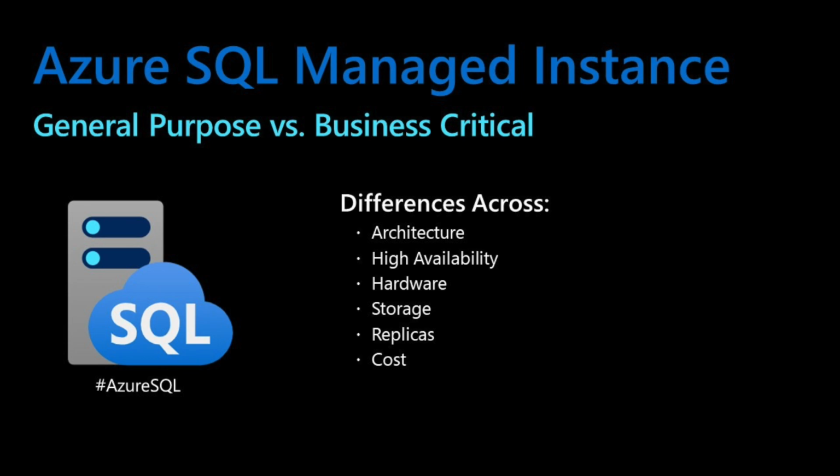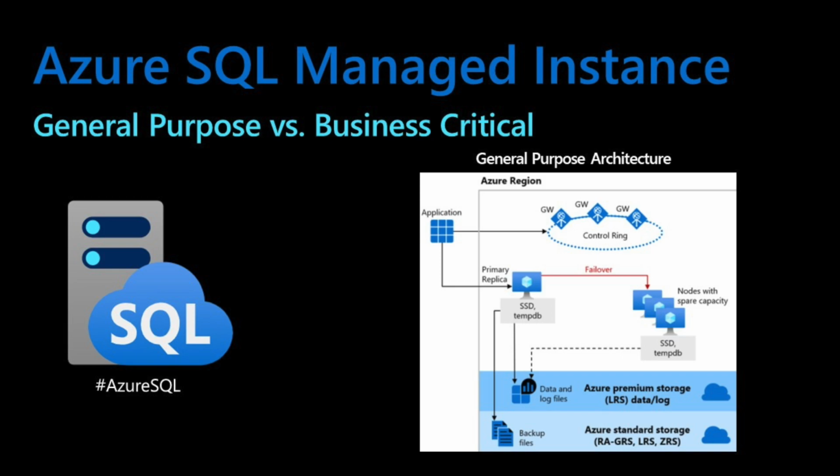So to start things off, let's take a look at the architecture for the general purpose tier. Looking at our diagram here in the bottom right corner, if we start from the top left, we see that we have an application that needs to talk to our Azure SQL Managed Instance. The first thing that the application will do is reach out to the gateway control rings to identify what particular replica it needs to access.